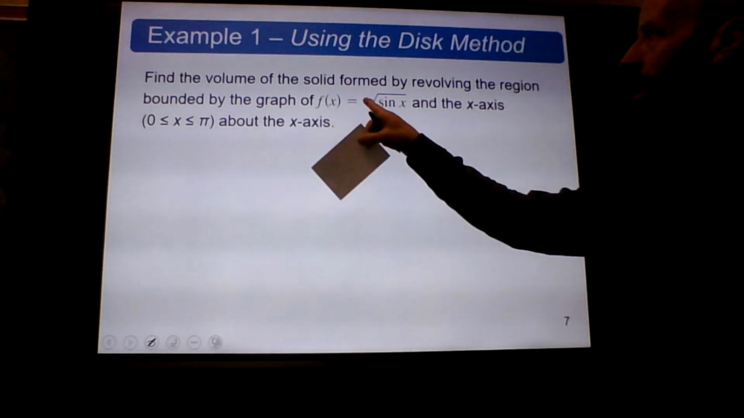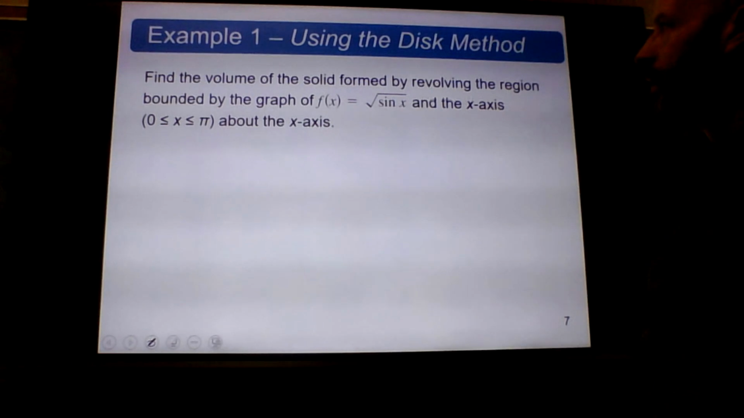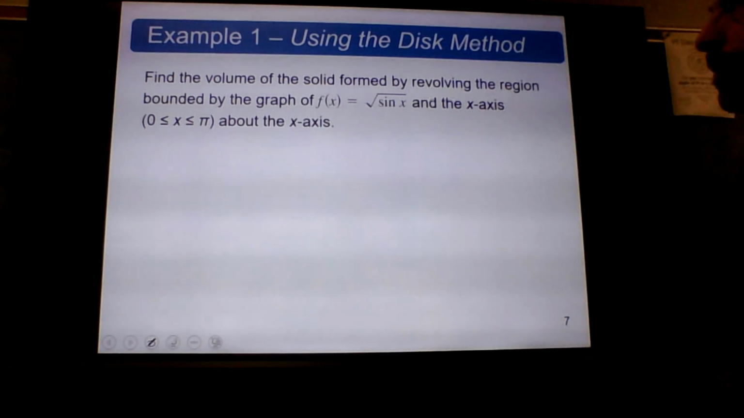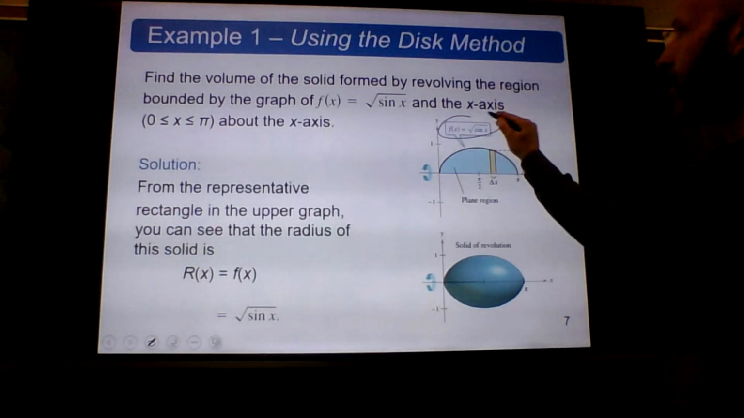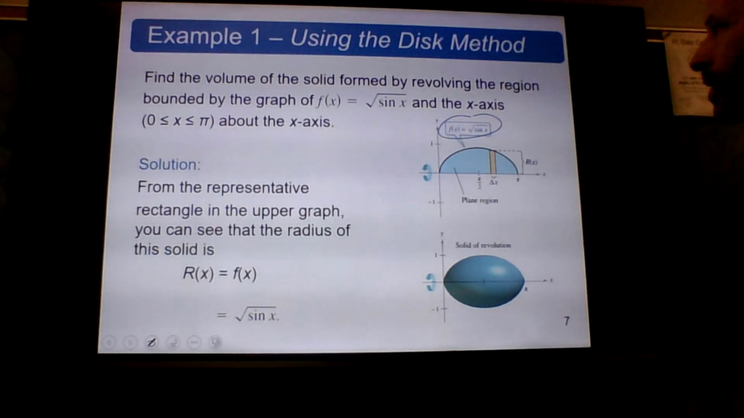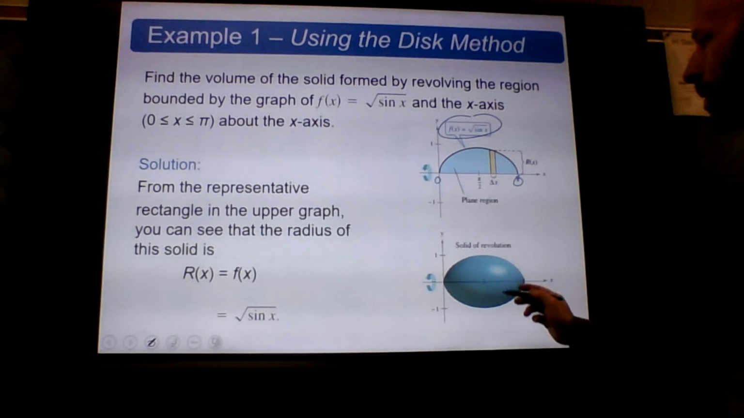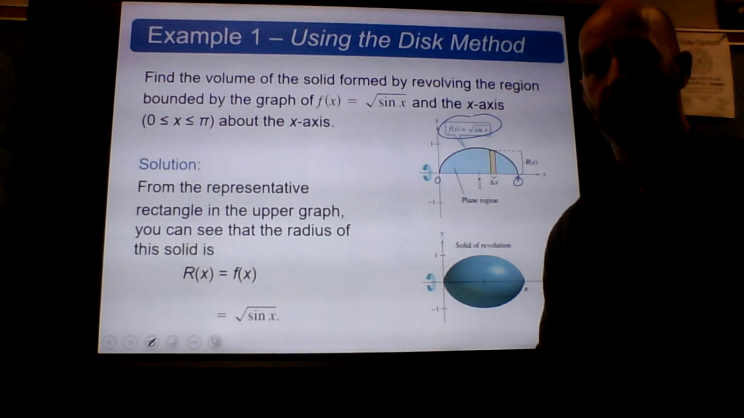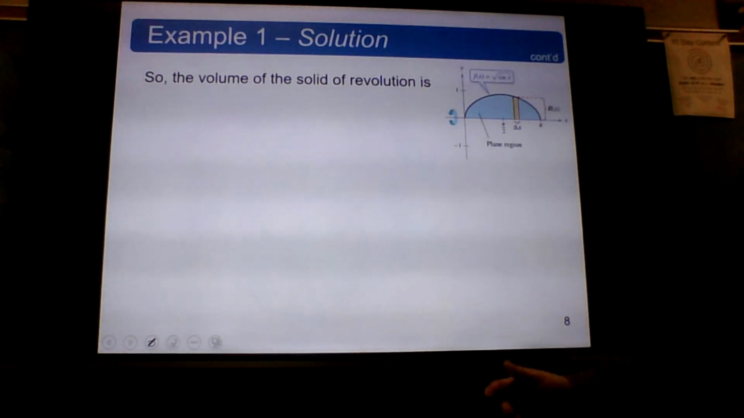We're trying to find the volume of the solid formed when revolving this curve, the square root of sine x, about the x-axis. So here is the graph of y equals the square root of sine x, and we're going from 0 to pi as suggested in the problem. So this would be the shape the volume would make.